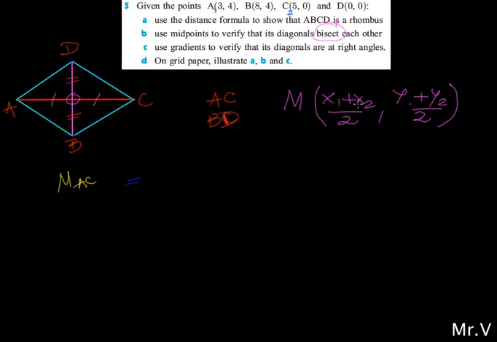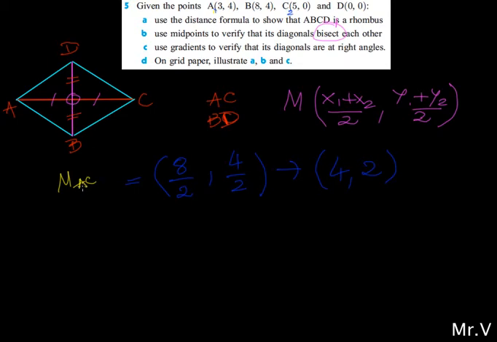So I just replace the value of x of each one, so 3 plus 5, that's 8 over 2. I'm going to write here all the steps. Okay, then y, it's 4 plus 0 over 2, very simple. So don't forget to simplify, that is 4 and 2. So this is the coordinate of my midpoint of the diagonal AC.